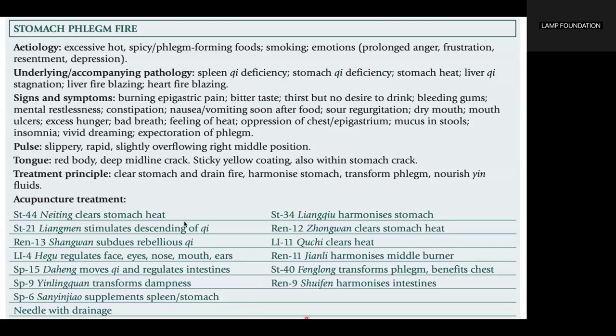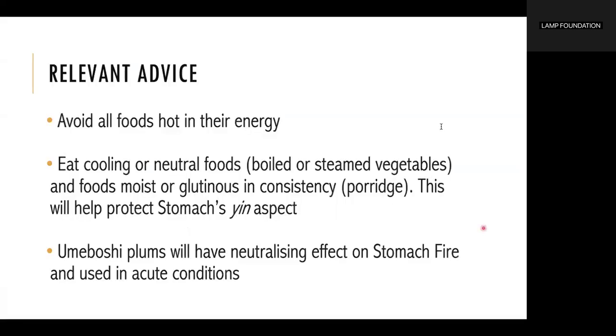Needle with drainage. When there is stomach fire, the person should avoid all foods that are hot in their energy. They should eat cooling or neutral foods, especially boiled or steamed vegetables and foods that are moist or glutinous in their consistency, such as porridge. This will help protect the stomach yin aspect. The ingestion of umeboshi plums will have a neutralizing effect on stomach fire and can be used in acute conditions. If food stagnation is involved in the generation of stomach fire, it is important that the person follows the dietary advice for this pattern.